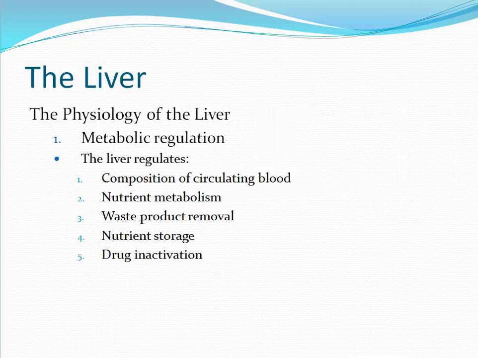The liver performs various physiological functions for the body. The first of these is metabolic regulation. The liver is responsible for regulating the composition of circulating blood. It will regulate nutrient metabolism, waste product removal from the blood, nutrient storage, and drug inactivation.